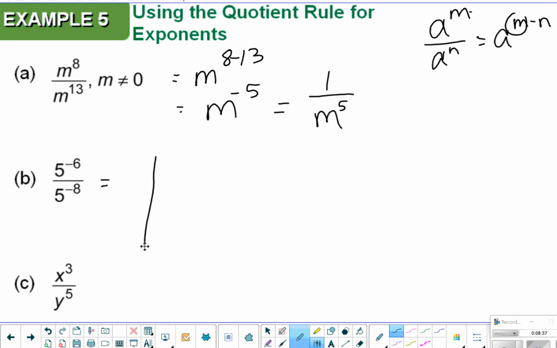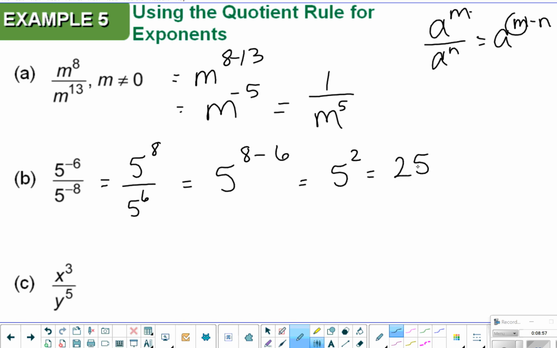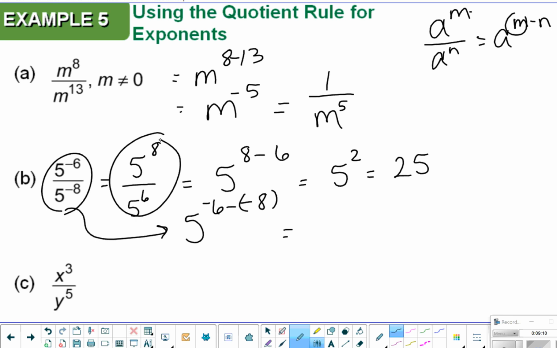B, I can see a couple ways of dealing with this one. I think I would be tempted to move the negative exponents. Bottom going to top, top going to bottom. Then I would go into the quotient rule and get 5 squared. You could get the same answer, though, if you did top minus bottom exponent, keeping the negatives and not doing the shifting top to bottom like I did on the first part of the example.